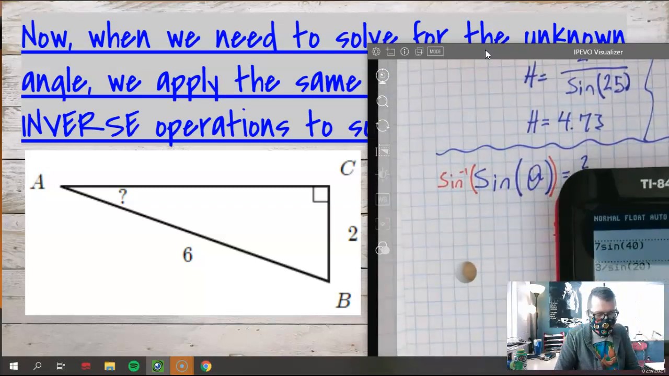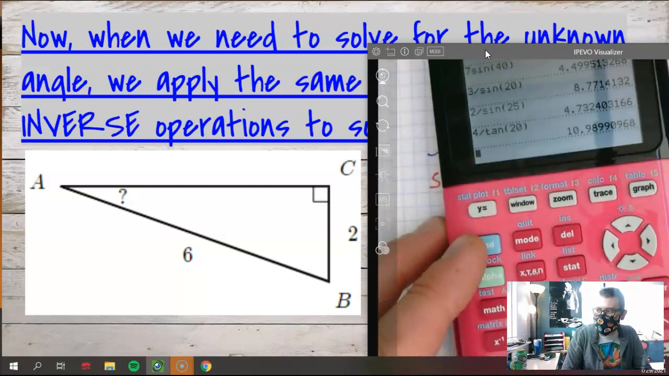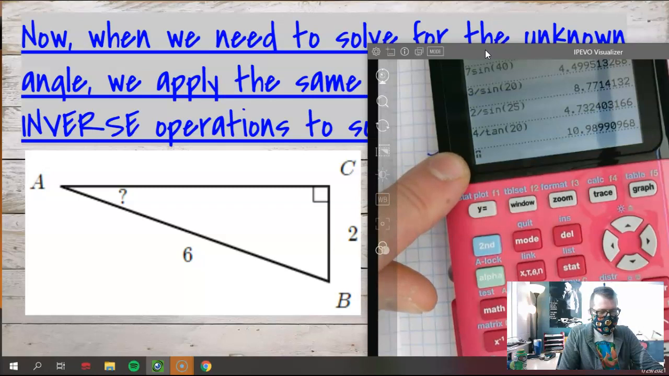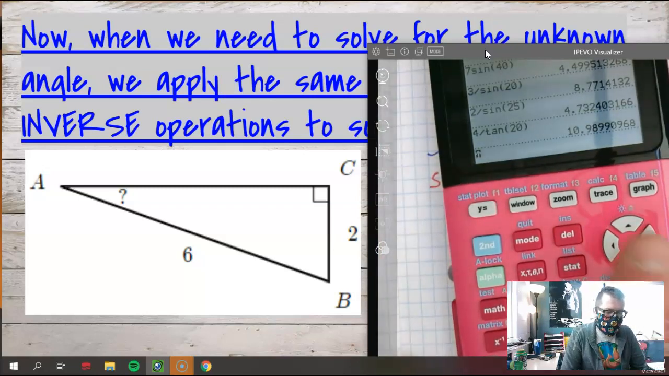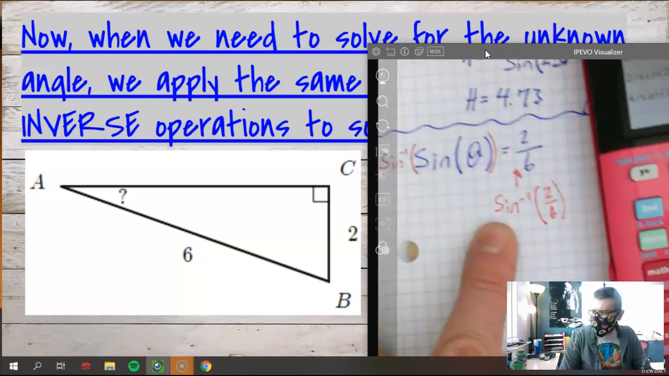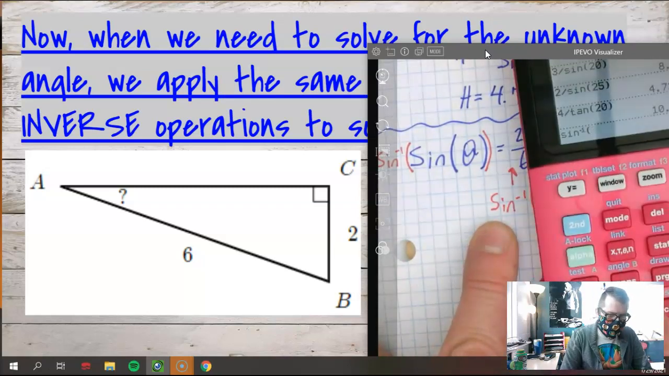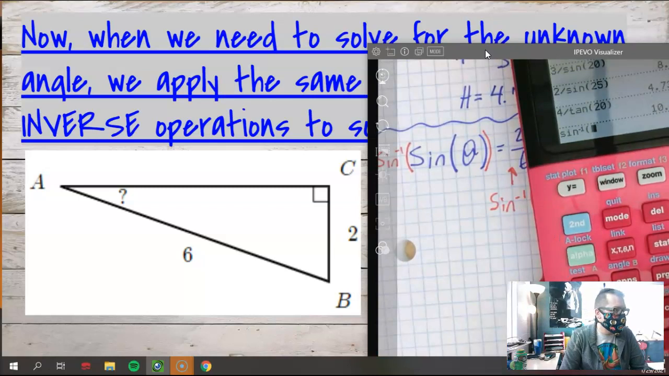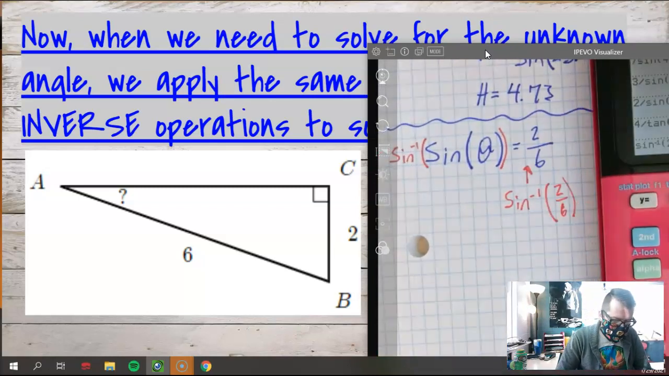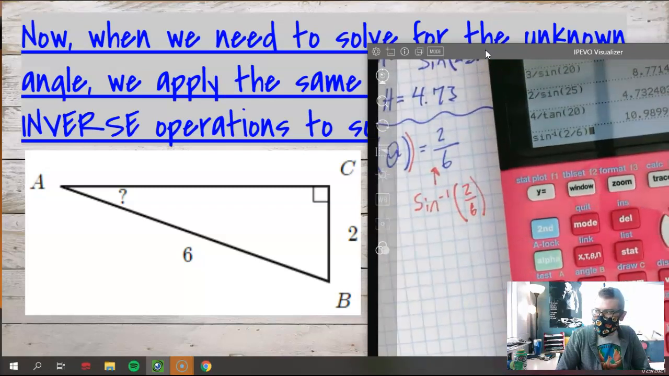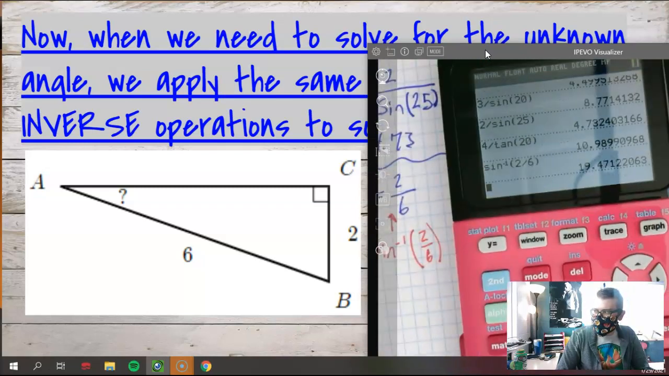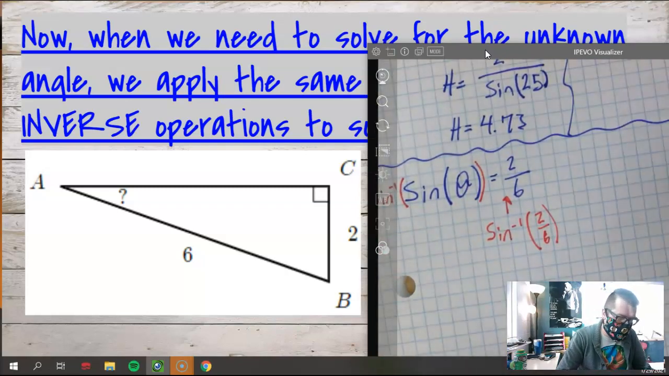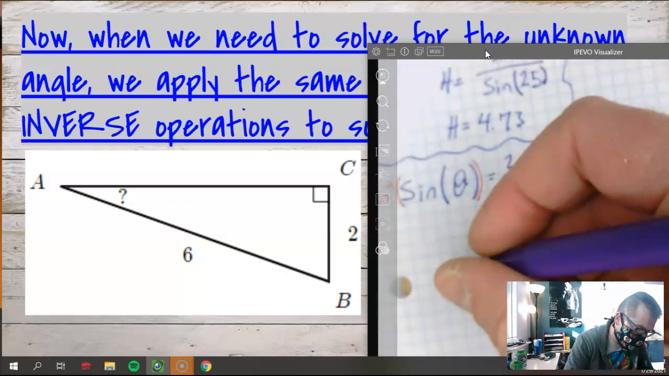So in your calculator, you use the second button. It activates this little arrow that tells you you're using second. We are wanting to use inverse sine, so then we hit the sine button. Make sure it has the little -1, the exponent. And then if you want to be safe and just use your actual side lengths, you can type 2 over 6. We get 19.47 for our theta value there.